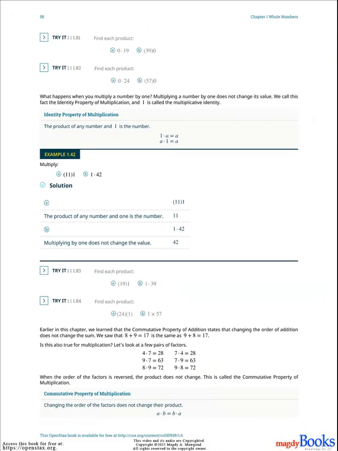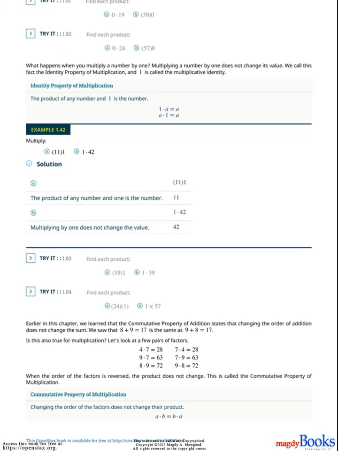Earlier in this chapter, we learned that the commutative property of addition states that changing the order of addition does not change the sum. We saw that 8 plus 9 equals 17 is the same as 9 plus 8 equals 17. Is this also true for multiplication? Let's look at a few pairs of factors.